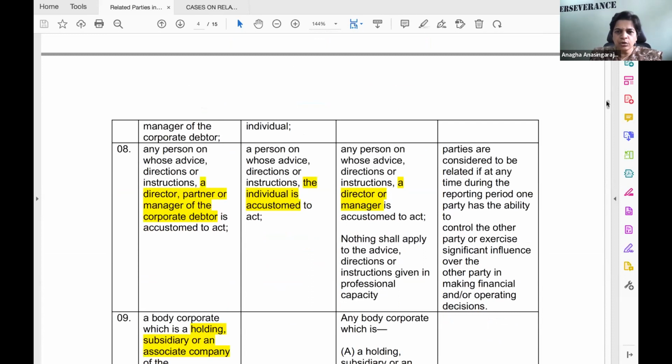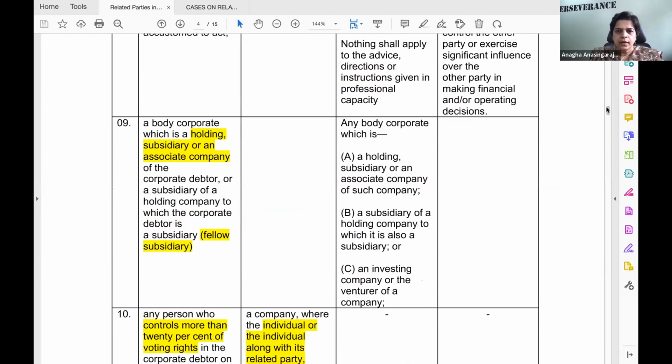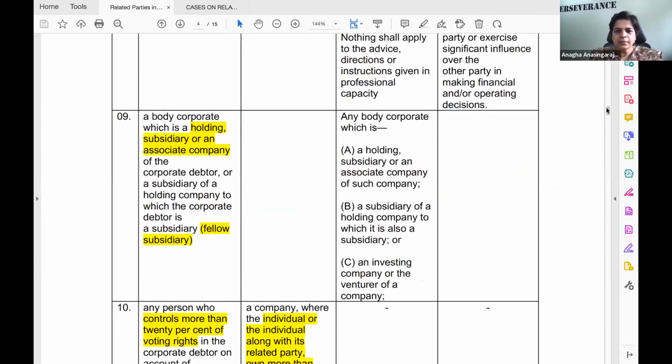8.1, any person on whose advice, directions or instructions a director or manager is accustomed to act. Now again, any advice given in the professional capacity is excluded. Any body corporate which is a holding, subsidiary or an associate company of such company, a subsidiary of a company, holding company to which it is also a subsidiary, that is a fellow subsidiary, and an investing company or a venturer of the company. So all these are also treated as related parties for the purpose of the Companies Act.